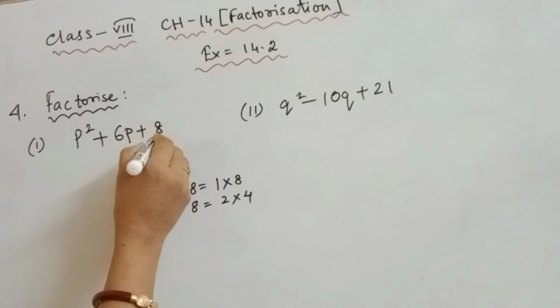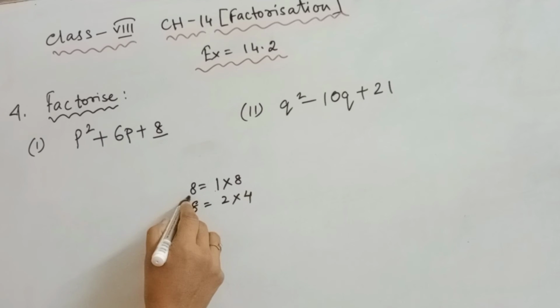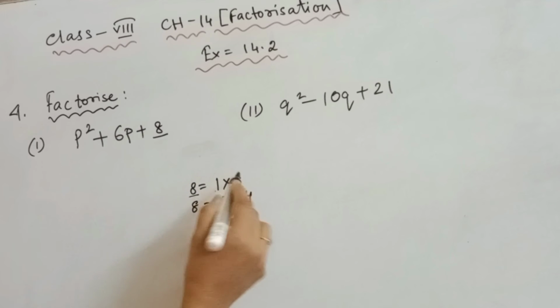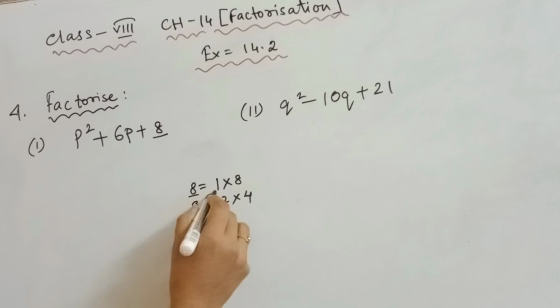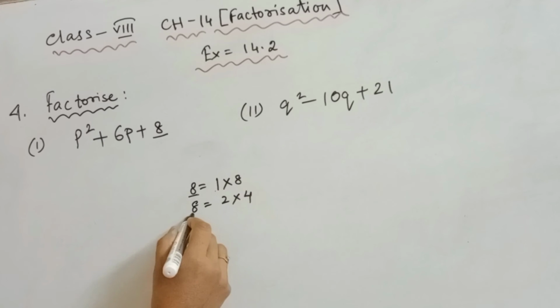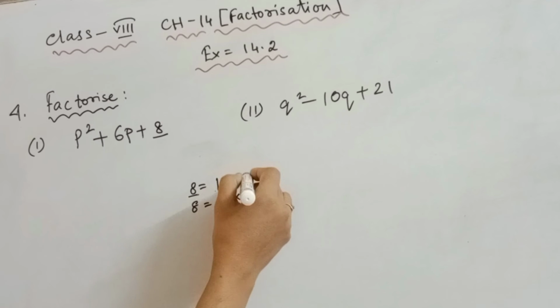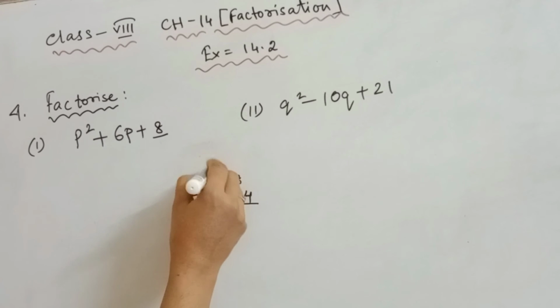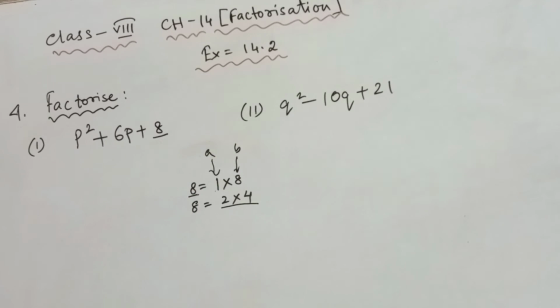Now when we are finding the factors of 8, we can see that 1 into 8 becomes 8. We need two factors only, one for a and another for b. So 8 is equal to 1 into 8, or 8 is equal to 2 into 4. Now we have to check these two factors. If I take the first one as a and the second one as b, then the product is 8, it is correct.